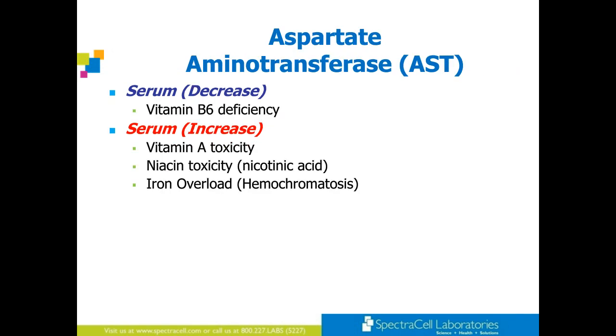AST, we know, once again, is another so-called liver enzyme, but as we all know, AST and ALT are not just located in the liver. They're located in different tissues, and skeletal muscle is another tissue that we look at when we are looking at these two enzymes. Same thing here, B6 deficiency can cause a decrease in the serum AST. An increase, once again, may be due to vitamin A toxicity, nicotinic acid side effect, and/or iron overload. So here's a case of an iron excess due to this particular condition, hemochromatosis, that may be affecting the AST. So this is a nutritional relationship.